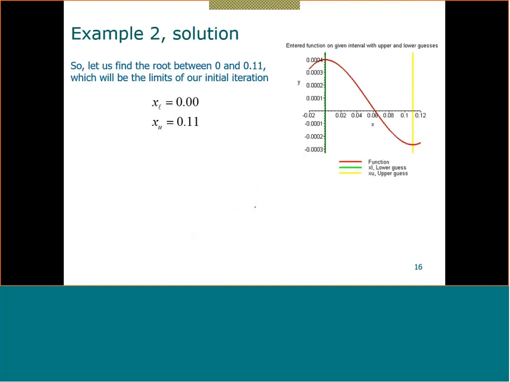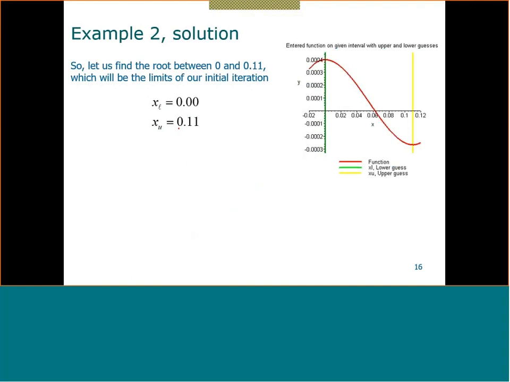So I will start with XL equals 0, XU equals 0.11. Please, you can ask all your questions. Once I am done with the example, I will go and check all your questions. Now we have f(XL), f(XU).